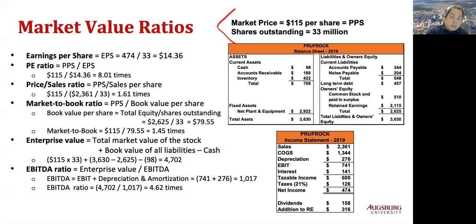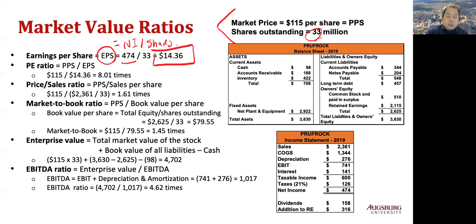The first measure is the earnings per share. It's called EPS. This measure equals earnings, net income divided by number of shares outstanding. So earning is 474, number of shares outstanding 33, EPS is $14.36. This is net income per share, per one share, one stock.